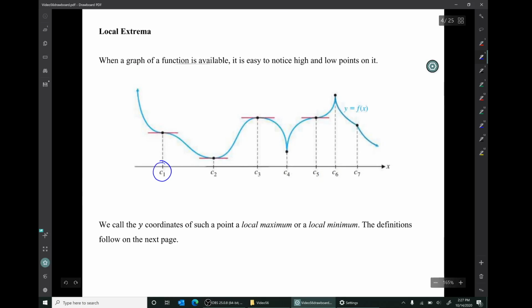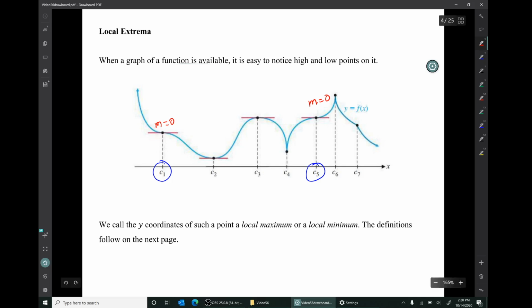This is a critical number, c subscript 1, because it's a place where the y value does exist and the tangent line has slope m equals 0. So that means that the derivative is 0. But that's not a max or a min. Here's another place that's a critical number. This number c subscript 5 is a critical number because the y value does exist and the tangent line has slope m equals 0. But that point on the graph has neither a max nor a min.